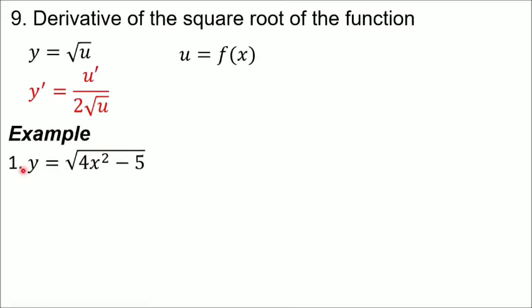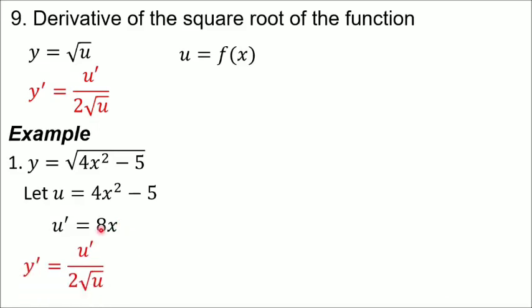Here example, y equals square root of 4x squared minus 5. Okay, so we just set u here. U is yung nasa loob ng radical, 4x squared minus 5. And then, kunin natin yung derivative nito, the u prime. That is equal to 8x. That's 2 times 4 here is 8x. Then, to the 1 na yan kasi 2 minus 1 is 1, but no need to write the 1 there.